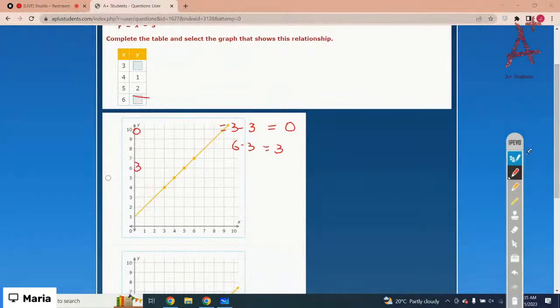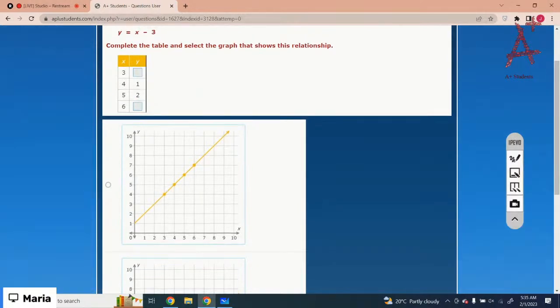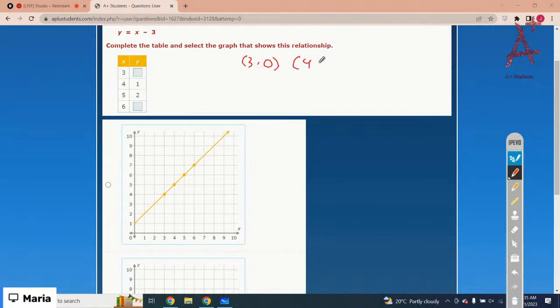Okay, the first one is when x is 3. Wait, let me just write down the ordered pairs. The pairs are 3, 0, 4, 1, 5, 2, and 6, 3. These are the points you have to plot on the graph.